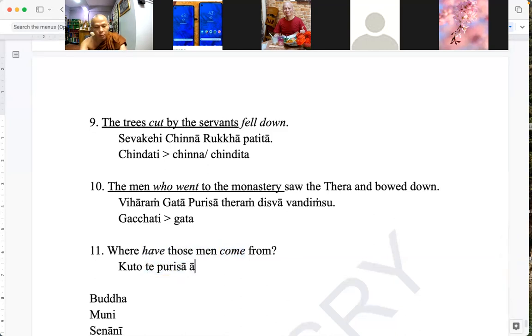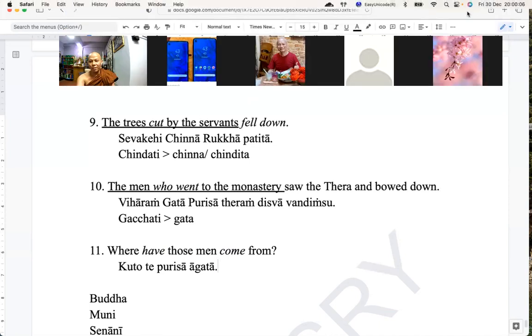That is when that past participle should be agata. In this way. So where have those men come from? So kudode burisa agata. So now, we finish.